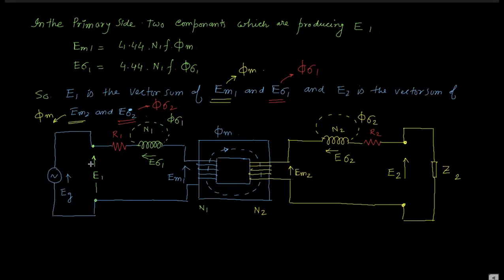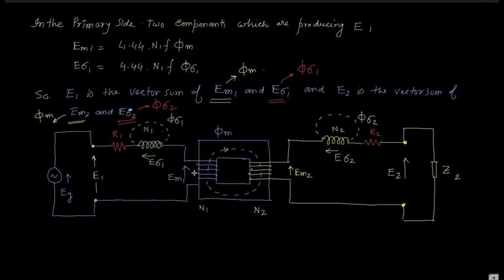E1 has two components. One is the induced EMF due to the leakage reactance, that is E sigma 1, and another is EM1, which is due to the main flux or the mutual flux. Like this, EM2 and E sigma 2 are the secondary side induced EMFs due to the main flux or the mutual flux and the leakage reactance. Okay.